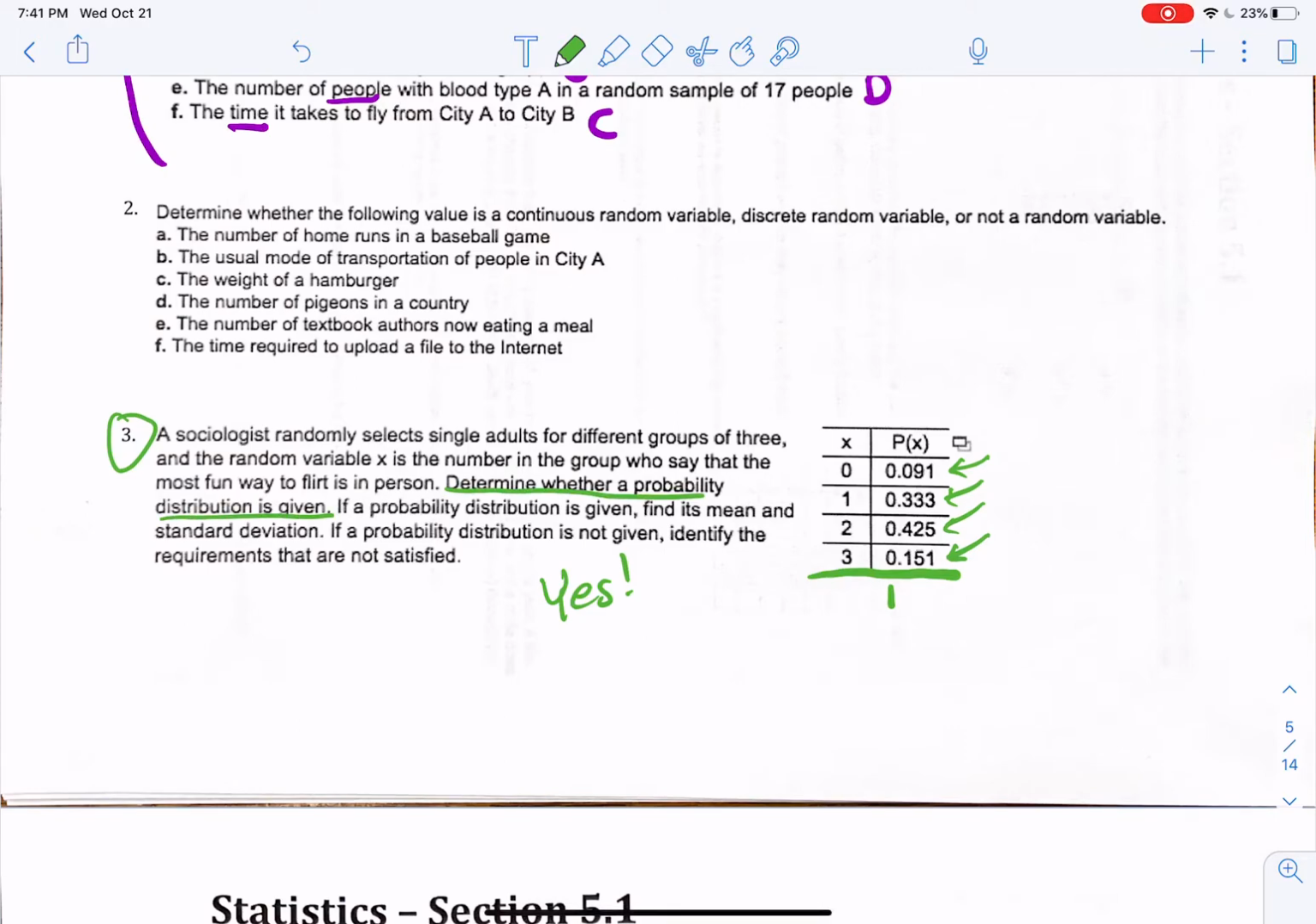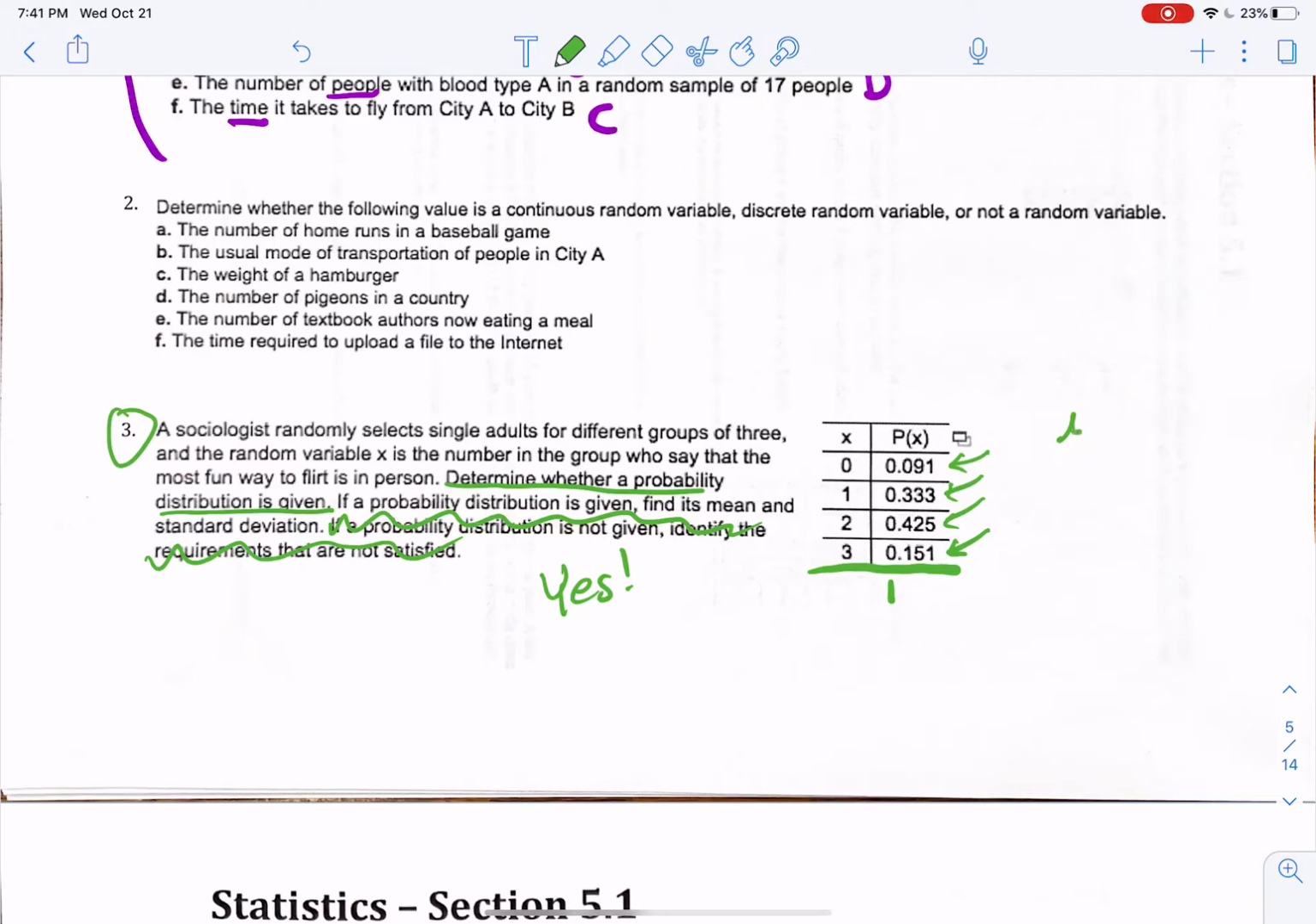If a probability distribution is given, find the mean and standard deviation. If a probability distribution is not given, identify the requirements that are not satisfied. We don't have to do that part. So we just need to find the mean, which is mu, and the standard deviation, but we're going to find the variance as well.